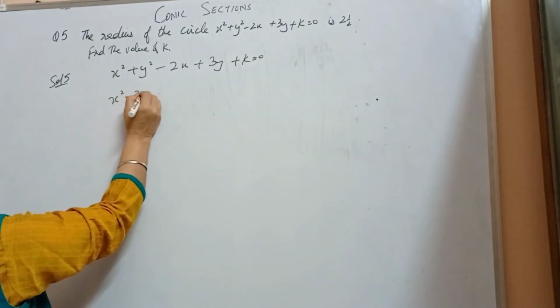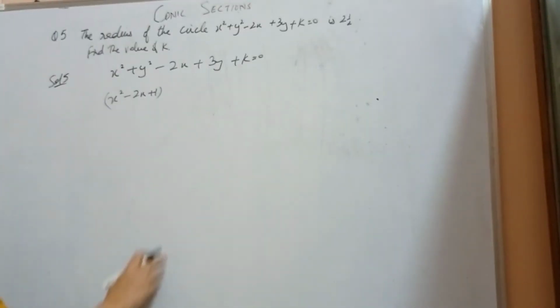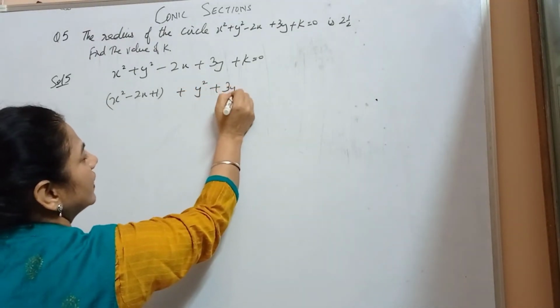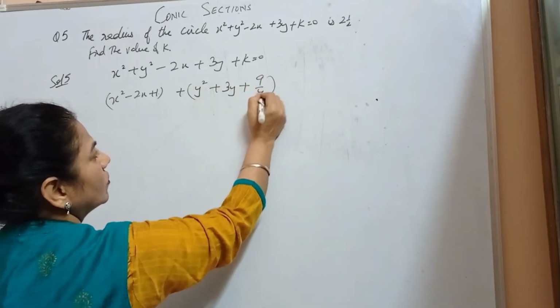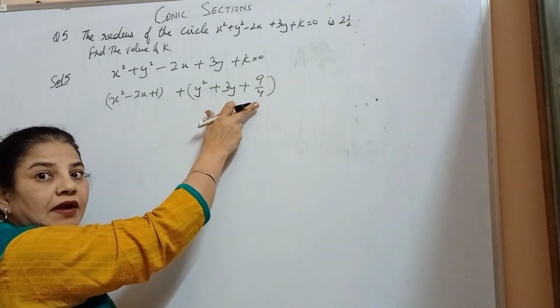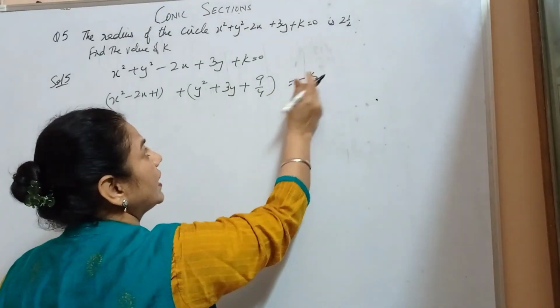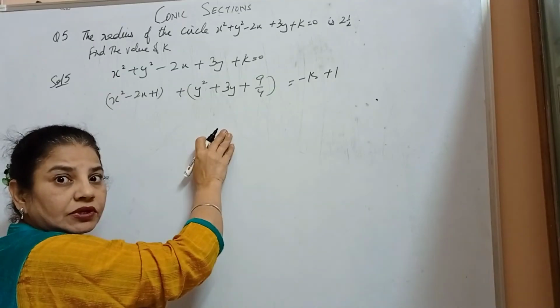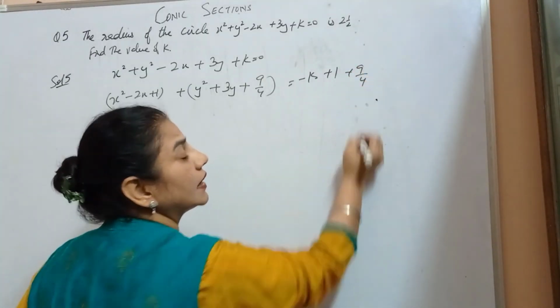So x square minus 2x, by the completing the square method, I will add plus 1. And here I have y square plus 3y plus 9 by 4. To complete the square, I have to add 9 by 4. Similarly, if I have added 1 over here, I will add 1 to the right hand side also. I added 9 by 4 to the left hand side, so I will add 9 by 4 to the right hand side also. So this gives me the result as (x minus 1) whole square plus (y plus 3 by 2) whole square, which is equal to minus k plus 13 by 4.